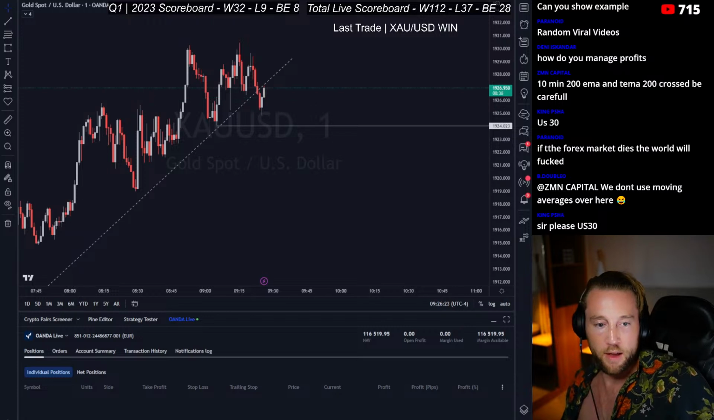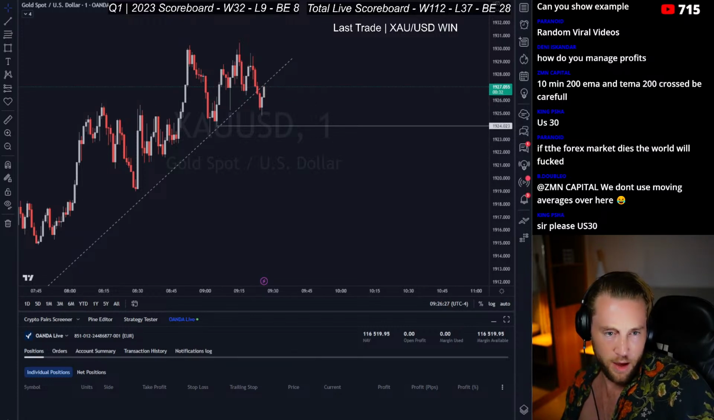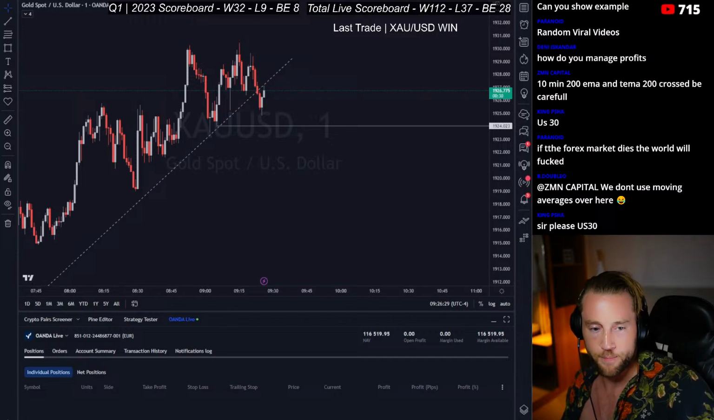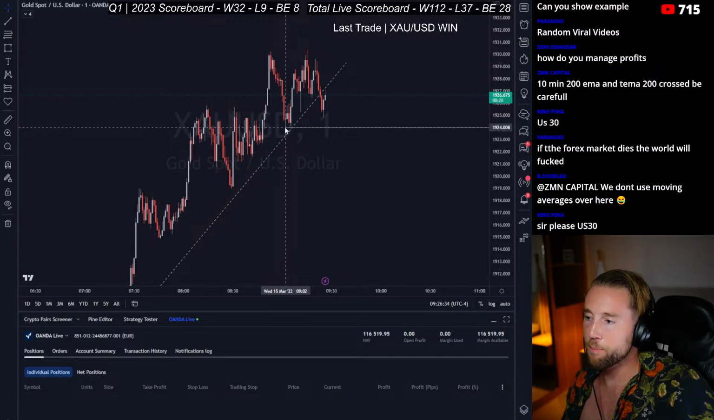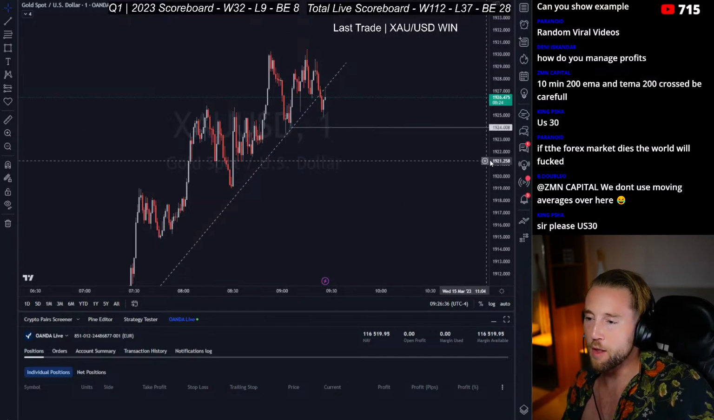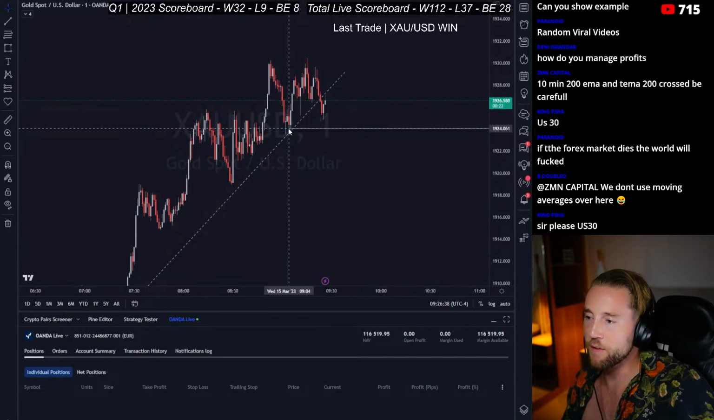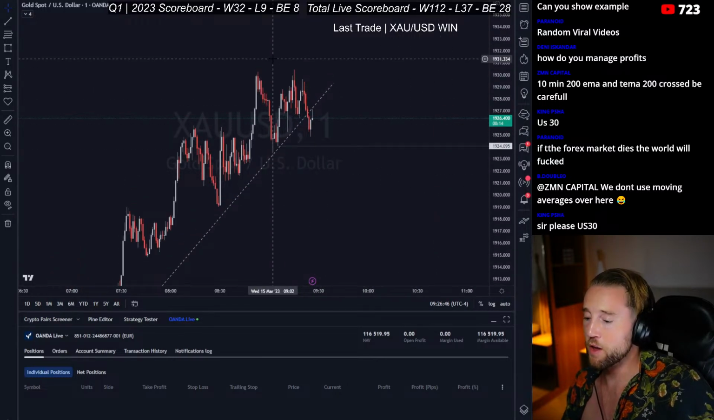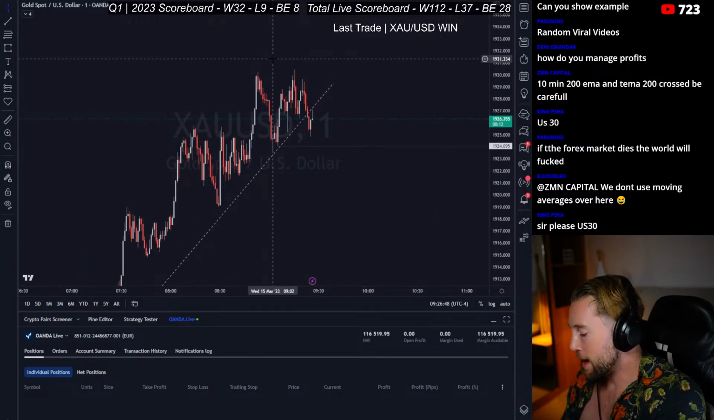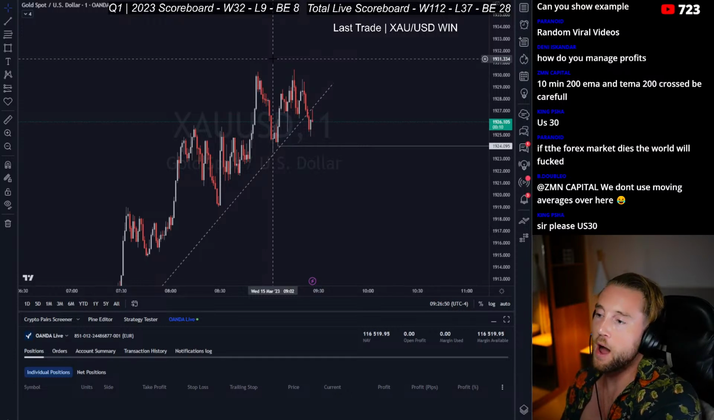ZM Capital says 10 minutes, 200 EMA and TMA 200 cross. Be careful. Okay. I like EMAs sometimes as well. Personally, I do not particularly like it on the lower time frame. I'm not a big fan of it on the lower time frame. On the higher time frame, absolutely. I think it's very reliable, actually. For me, the EMAs are super good for macro.